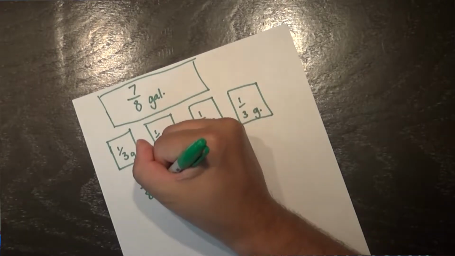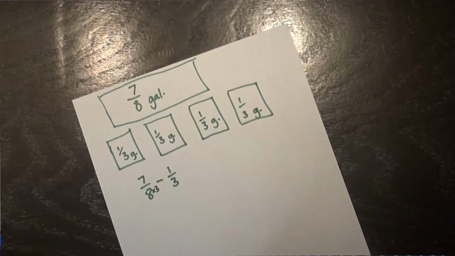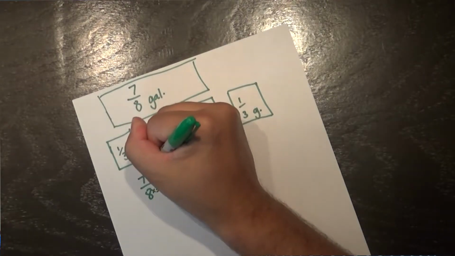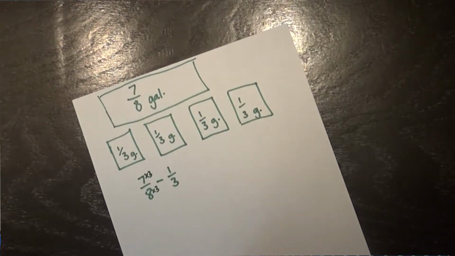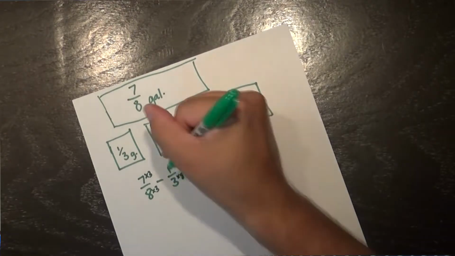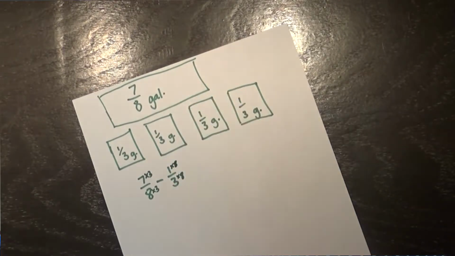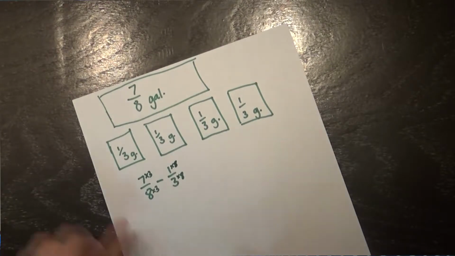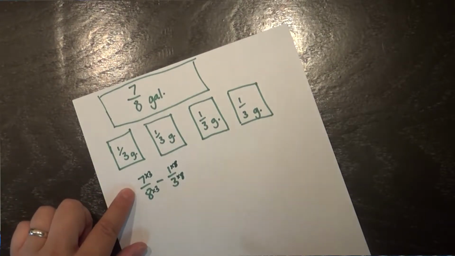I'm going to take my 8, and I'm going to say real small here, 8 times 3. If I do something to the bottom, I have to do it to the top as well. So I'll say 7 times 3. Over on the other side, I have 3 times 8. And again, if I do it on the bottom, I have to do it on the top. Okay, so now I have some real quick multiplication to do.